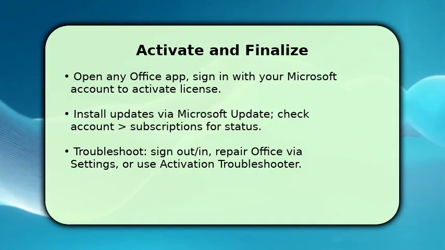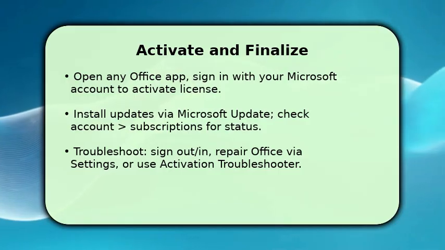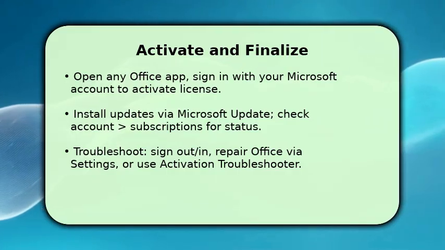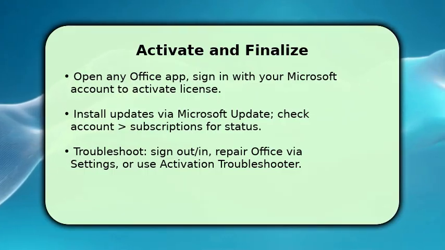If something goes wrong, try signing out and back in. Run the Office repair tool from Programs and Features or Settings, or use the Activation Troubleshooter. These steps resolve most activation and installation issues without reinstalling. Make sure your internet connection is working.